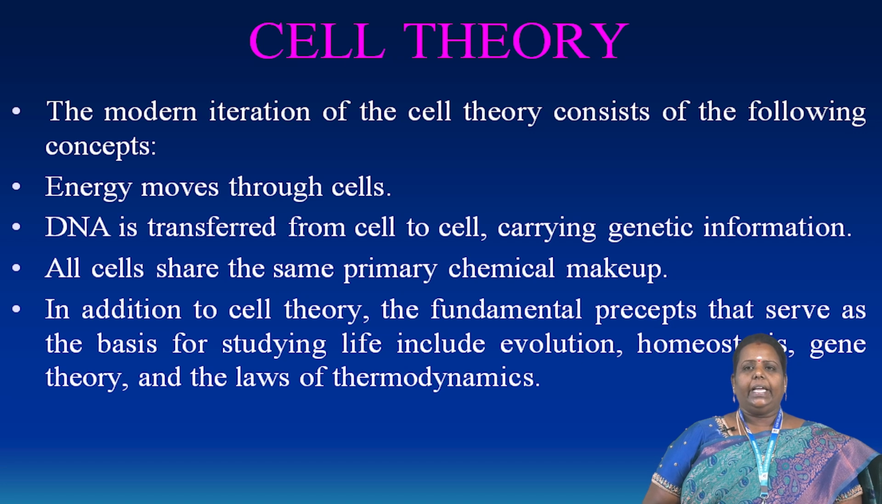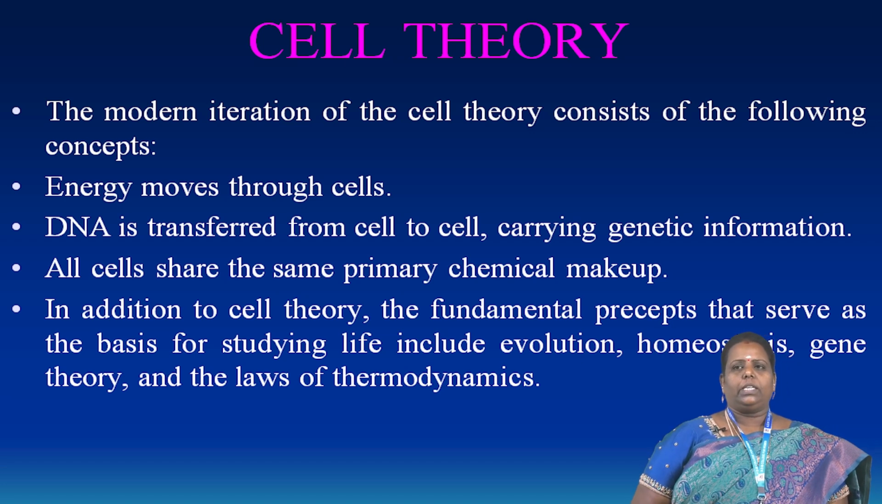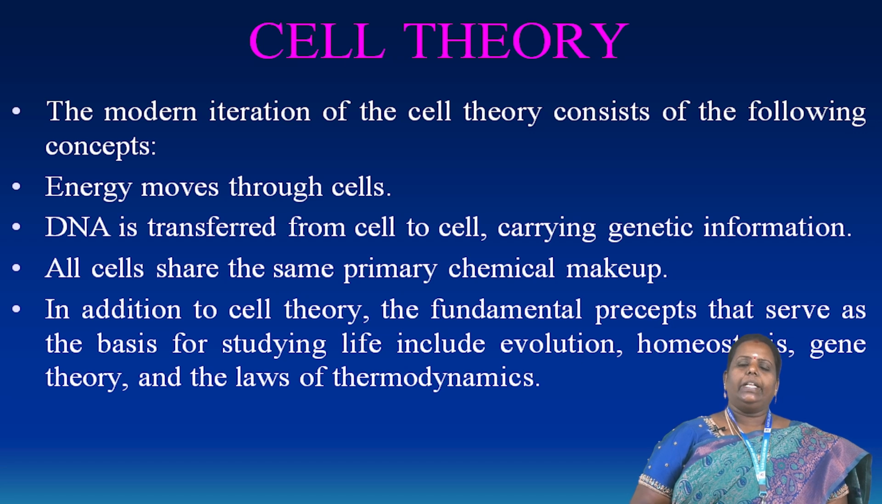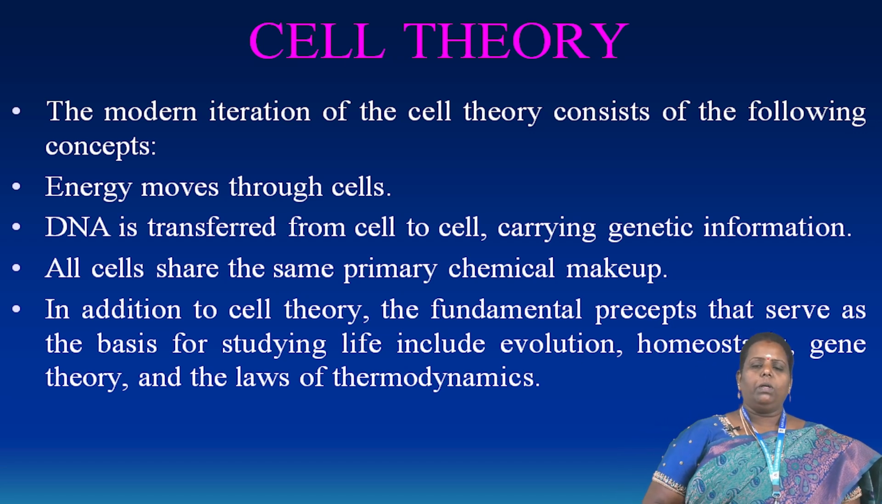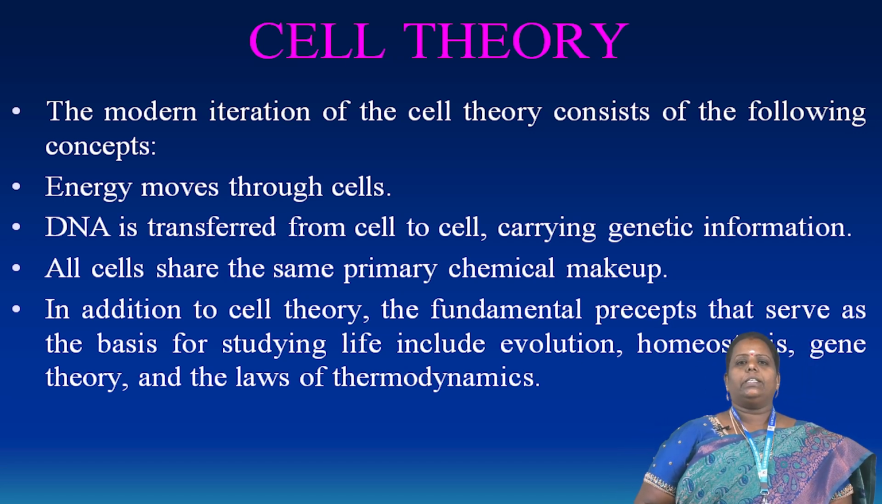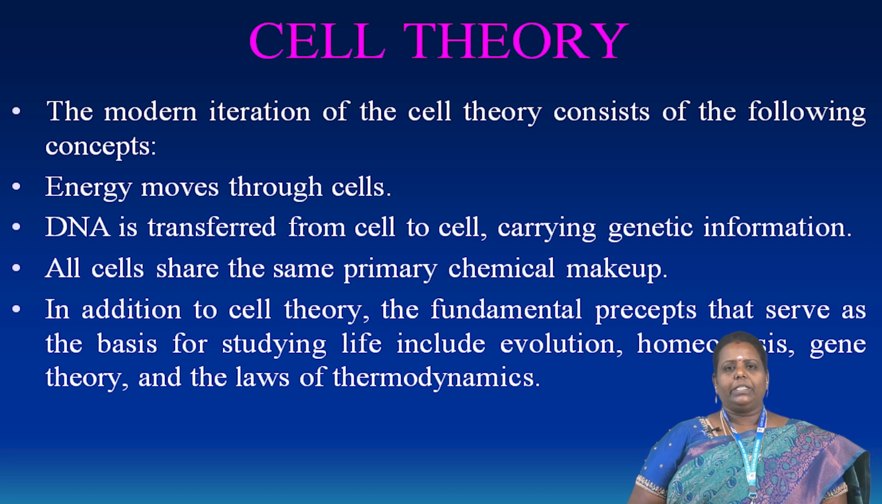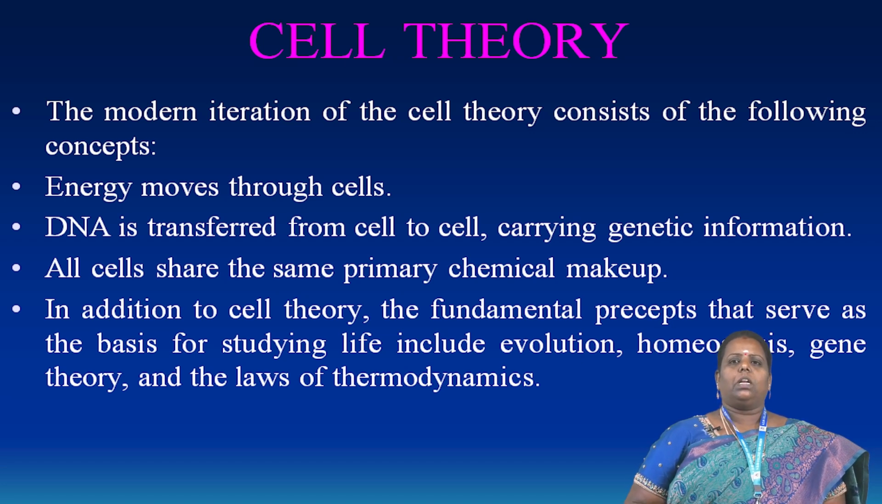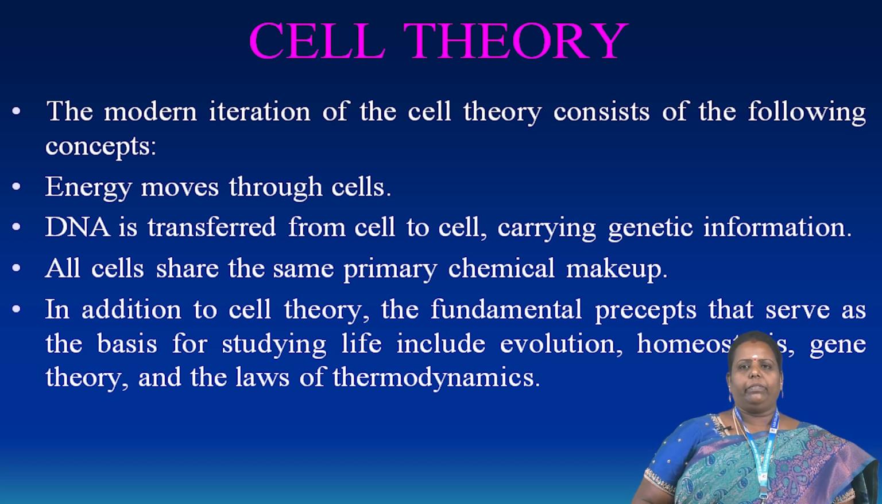Next, DNA is transferred from cell to cell, carrying the genetic information. Already I told you, all the DNA occurs in the chromosome. The chromosome occurs in the nucleus. It is carrying the genetic information from one generation to the next generation. All the cells share the same primary chemical makeup. That is, the primary chemical makeup means enzymes and hormones, everything is also made up of cells.